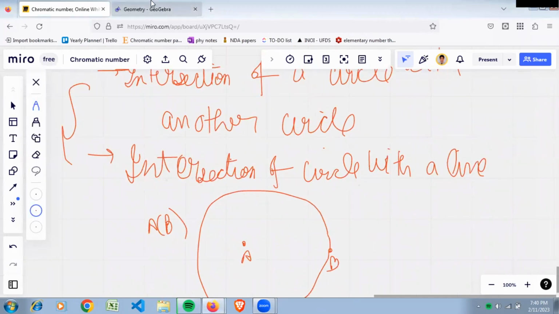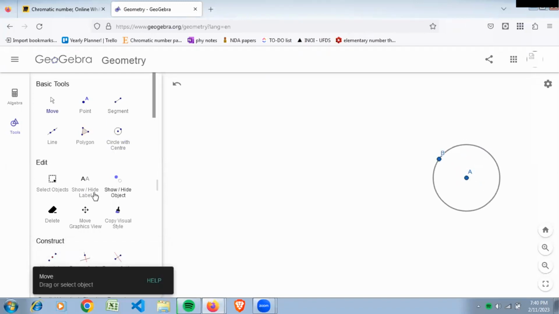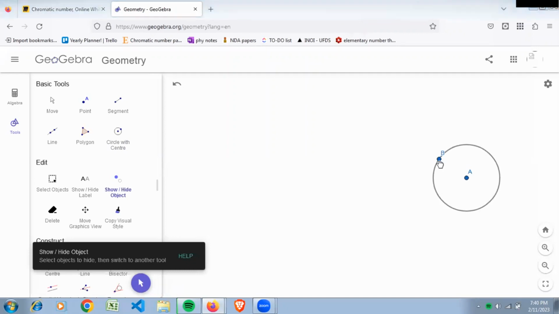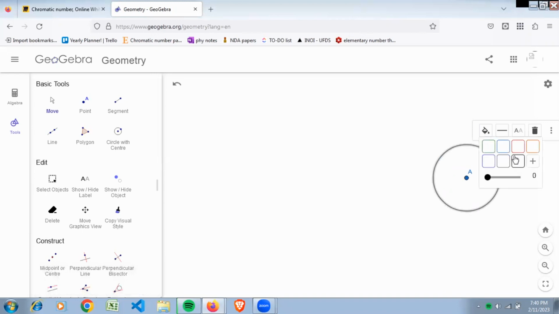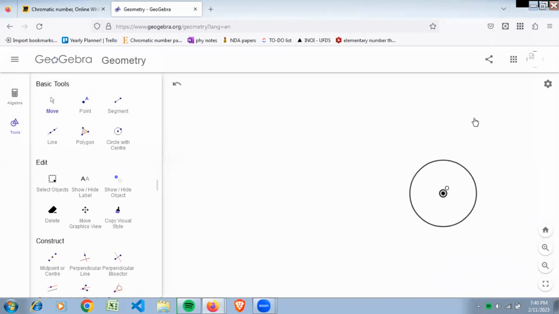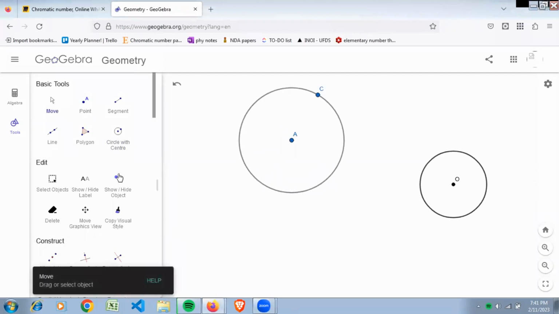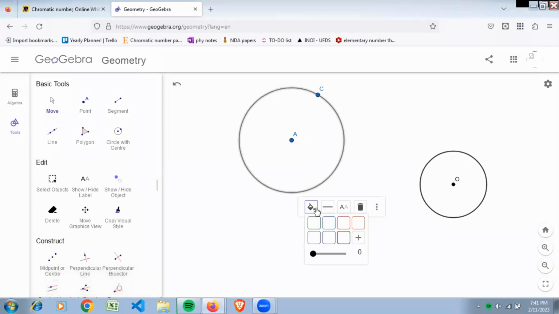So let's try to get the intersection of a circle with a line. Let's say this is the circle we are given. This black circle we are given, and the center is O. And we are given another circle, let's say circle AC. We are not given the circle explicitly. We are just given the two points, and we are told that the circle has center A and radius AC. So we do not have this circle drawn.